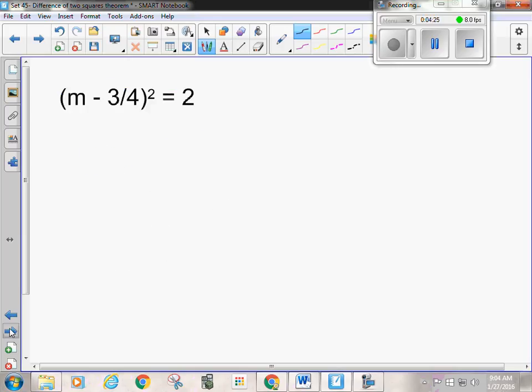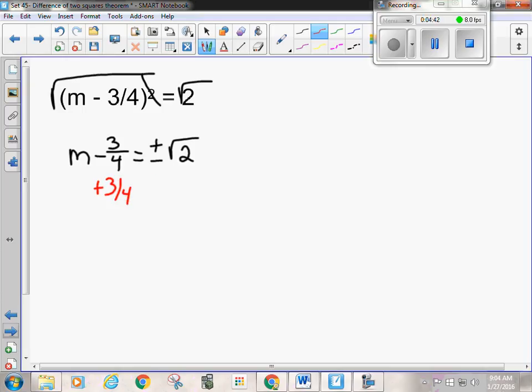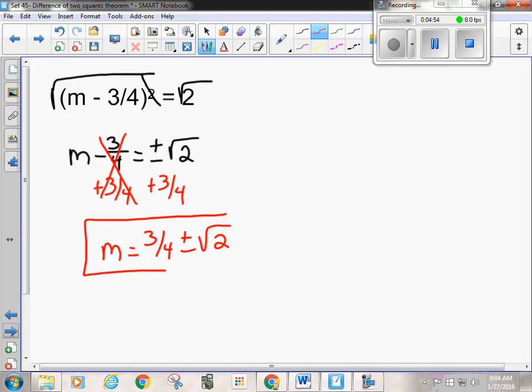All right, one more. Last one. Short and sweet today, huh? Square root on both sides. Those will cancel. m minus 3/4 equals, yep, plus or minus square root of 2. We want to get my m by itself, so I'm going to add 3/4 to both sides. So we get m equals 3/4 plus or minus the square root of 2. We leave our answer as such, and there we go.